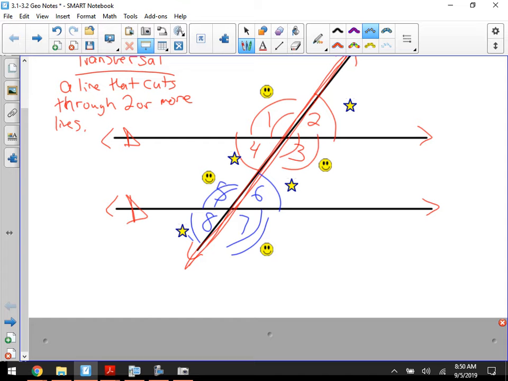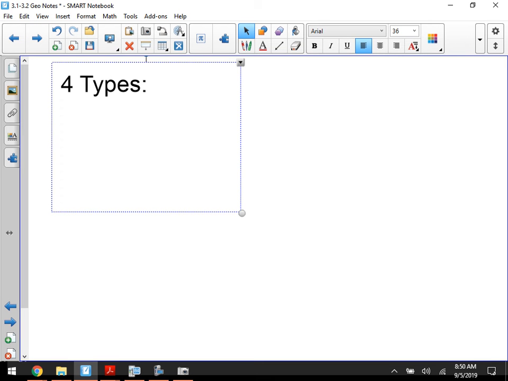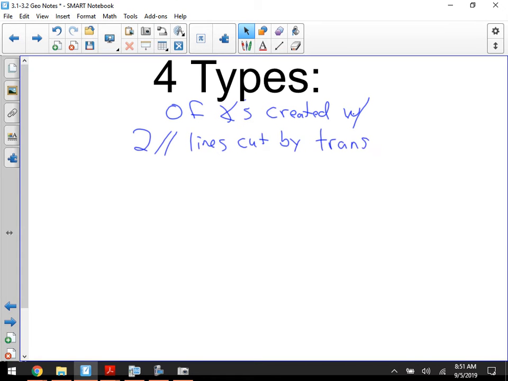Now, the reason why all of this works is because there's some vocab going into play here. And this goes into the idea of what we call 4 types of angles created with 2 parallel lines cut by a transversal. And what we're going to look at today are the 4 types and how we set it up to do some algebra. Right.